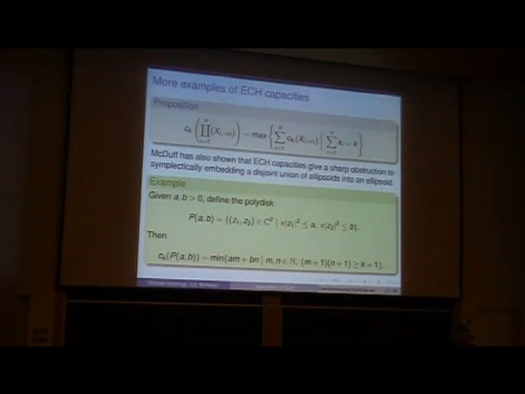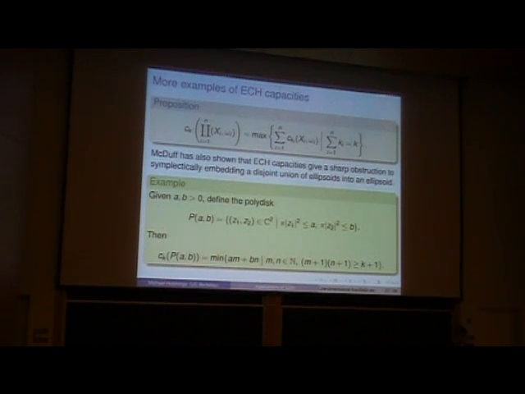We can compute more examples. The definition of ECH capacities actually doesn't require the Legendrian limits to be connected. If you have a disjoint union of them, then the ECH capacity c_k is the maximum of the sum of ECH capacities of the components, where the sum of the k's is k. And these ECH capacities not only give a sharp obstruction to embedding an ellipsoid into an ellipsoid, they also give a sharp obstruction to embedding a disjoint union of ellipsoids into an ellipsoid.